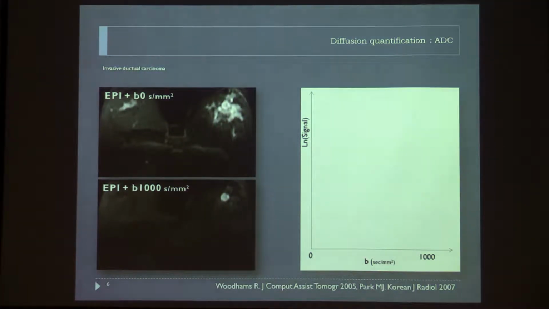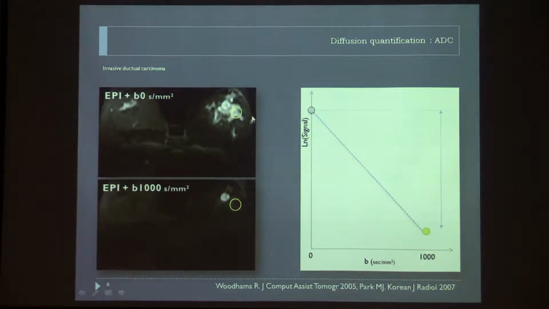So we have two kinds of image when you perform diffusion. You have the first image here with the very high gradient that cancels the signal, so with the B1000. And we need to perform an additional image, a quantification image. This is called the ADC. And for that, you will perform this simple calculation.